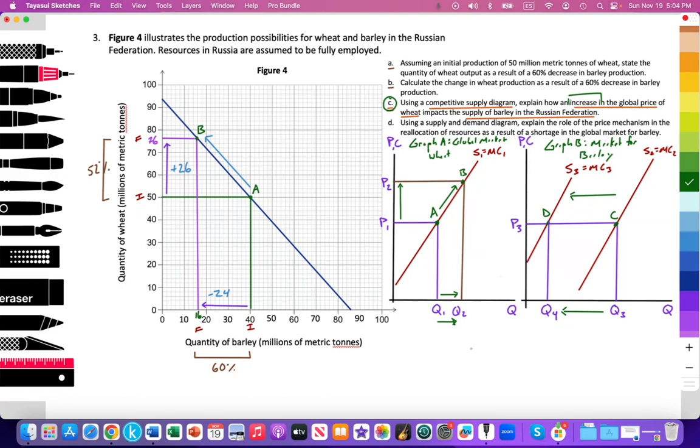I'll provide an outline of that analysis in the video notes below. And that's it for this particular video. There'll be a link to the next video where we will tackle question D. Using a supply and demand diagram, explain the role of the price mechanism in the reallocation of resources as a result of a shortage in the global market for barley. We'll tackle that in the next question.